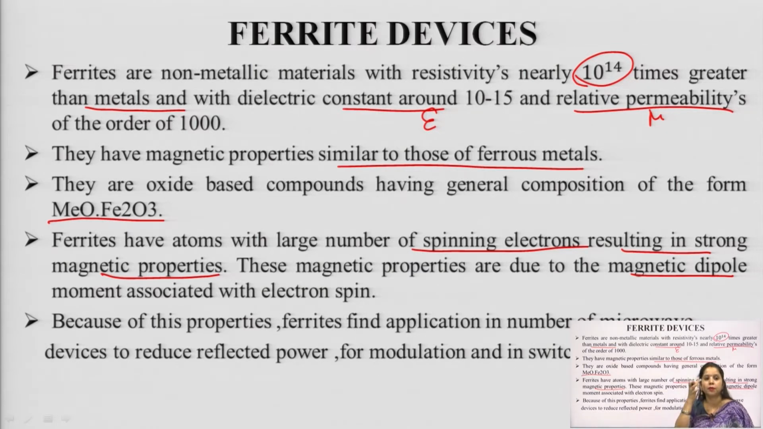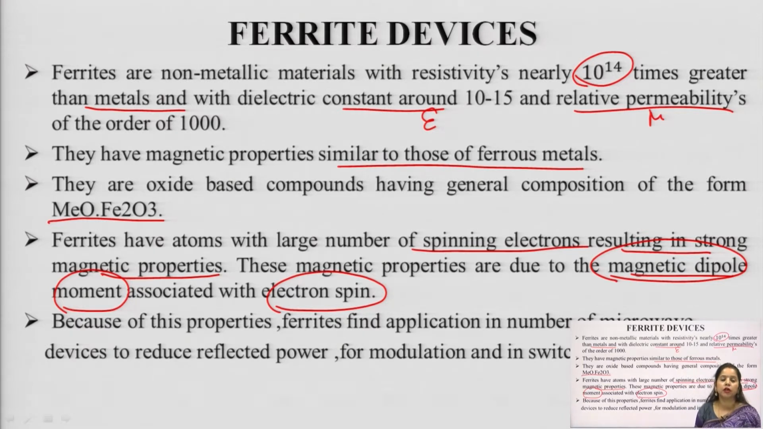So, what are the basic properties of the ferrites? Ferrites have magnetic properties which are due to the magnetic dipole moment associated with the spinning electron, and because of this property ferrites find a number of applications. Somewhere it is used to reduce reflected waves, somewhere for modulation, and somewhere for switching purposes. So, due to this property it has a number of applications.